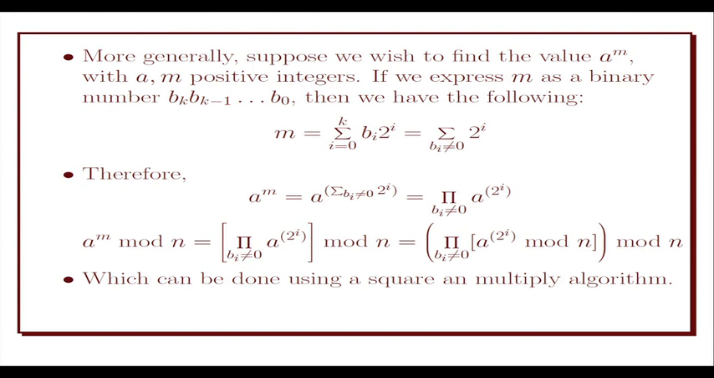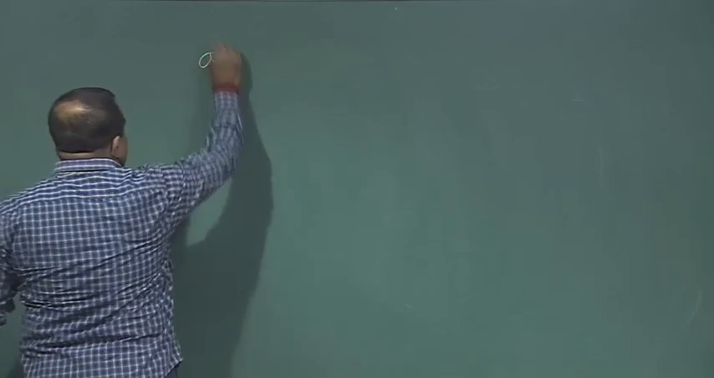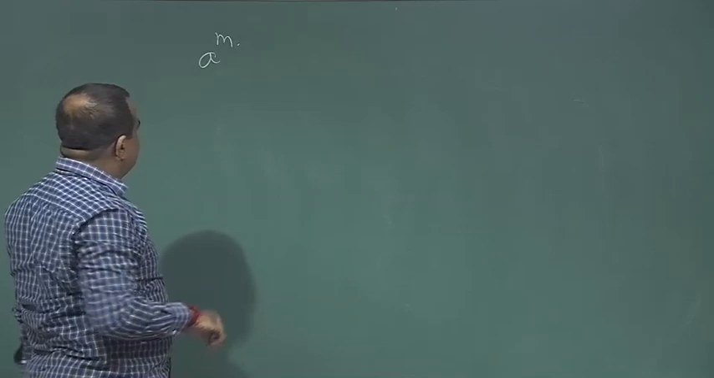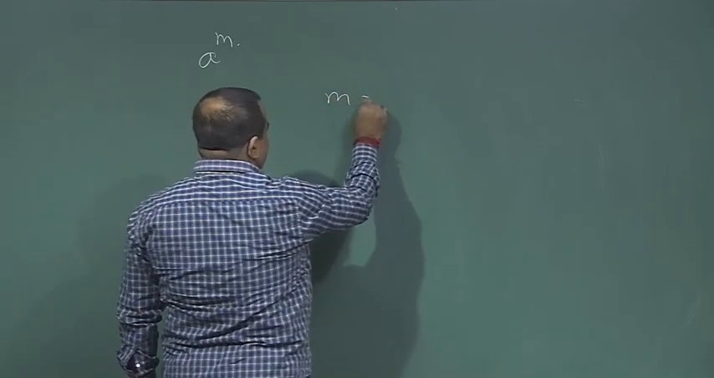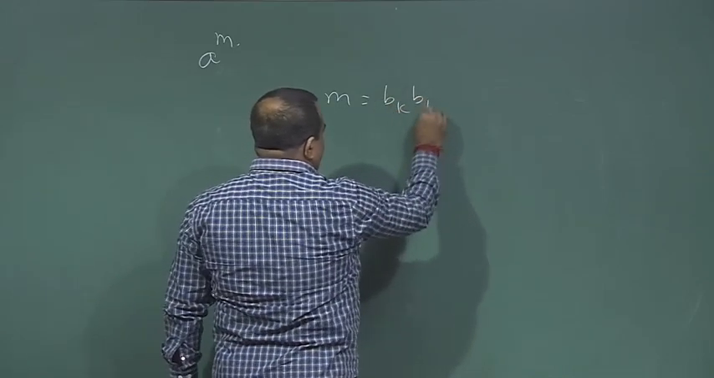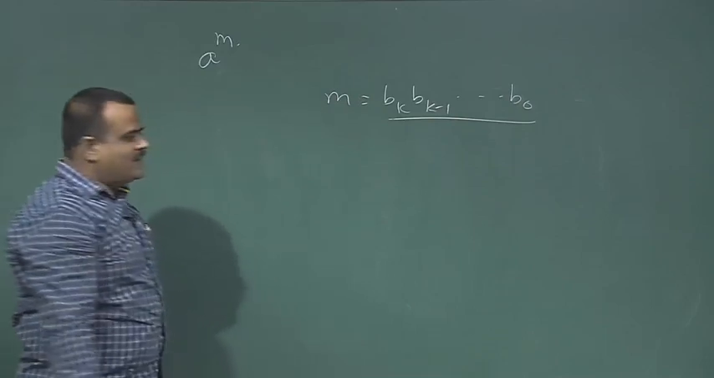More generally, suppose we want to find a to the power m, where a, m and n are positive integers. Now we express m in binary form, say bk minus 1 up to b0, a k-bit binary number.